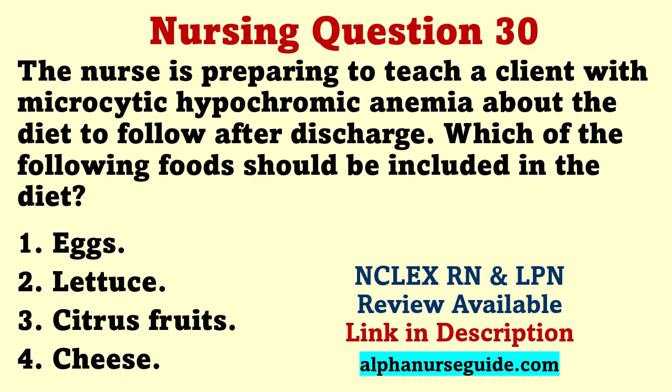The correct answer is 1. Eggs. One of the microcytic hypochromic anemias is iron deficiency anemia. A rich source of iron is needed in the diet, and eggs are high in iron. Other foods high in iron include organ and muscle meats, shellfish, shrimp, and tuna. Enriched, whole grain, and fortified cereals and breads, legumes, nuts, dried fruits and beans, oatmeal, and sweet potatoes. Dark green, leafy vegetables and citrus fruits are good sources of vitamin C. Cheese is a good source of calcium.